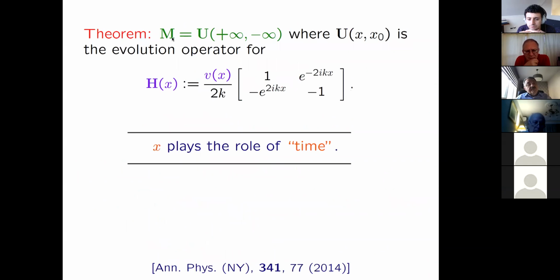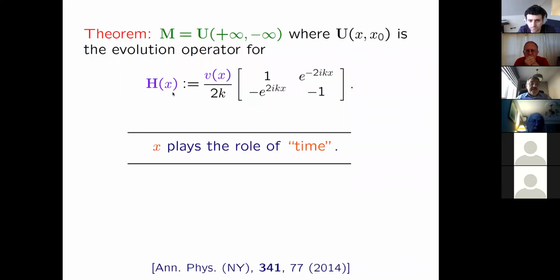It turns out that this transfer matrix of scattering theory is the evolution operator which evolves states from -infinity to +infinity, asymptotic evolutions, for a two-level system with this kind of a Hamiltonian, where the potential appears as a coefficient. And this piece is universal, has universal character. It's a non-Hermitian matrix, even if your potential is real. And if it's real, this happens to be pseudo-Hermitian.